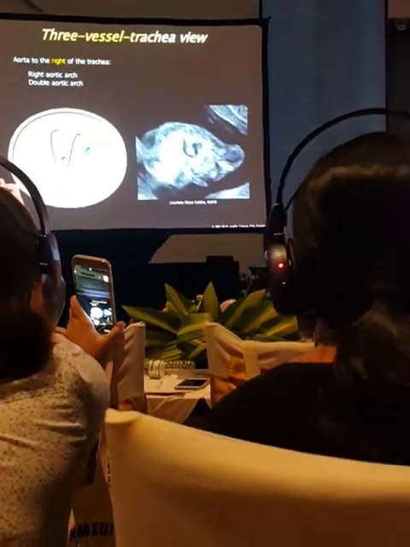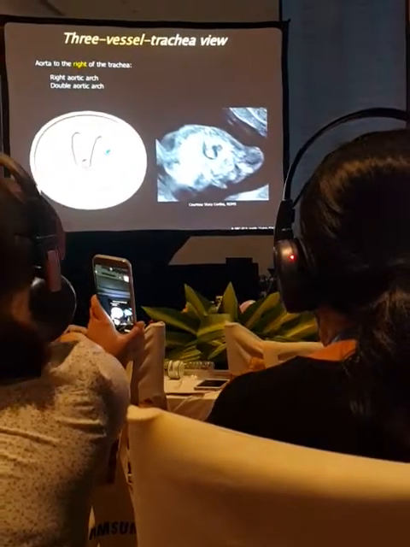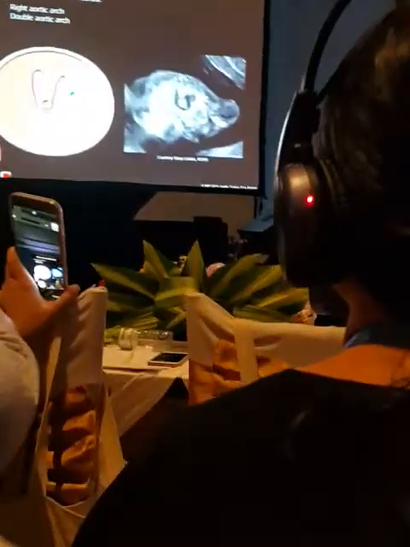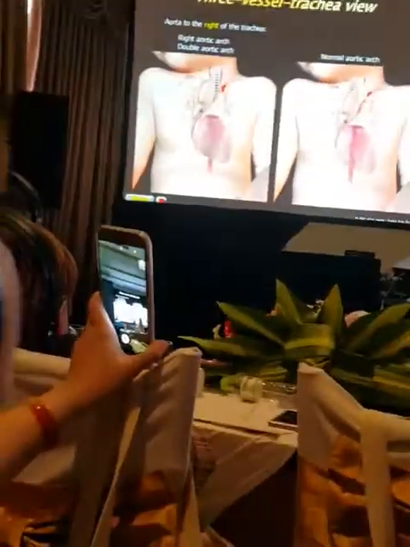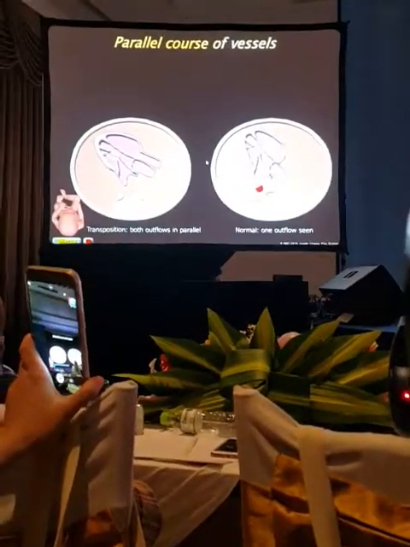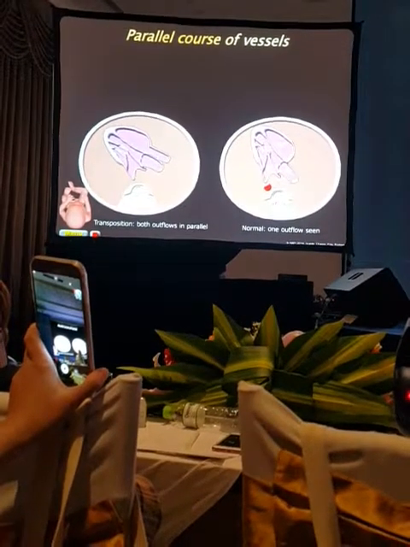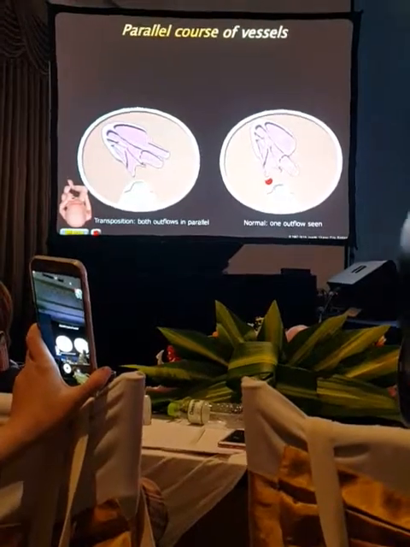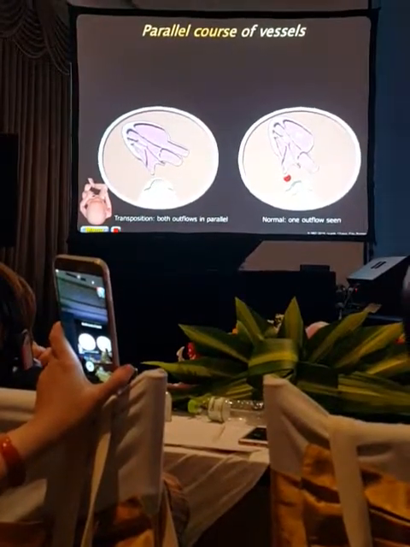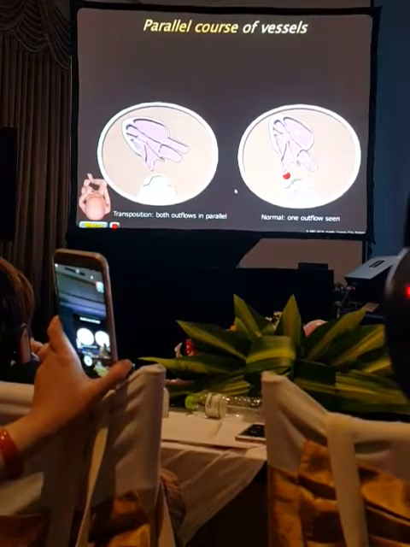Here we have the three-vessel view with the trachea between the pulmonary and the aorta. It gives this image here, very different from what you see normally. This is the drawing that I showed you before with the double aortic arch. Now sometimes you have the two vessels in parallel, as you can see over here. So this is transposition of the great arteries, very different from what you see in the normal left aortic tract.